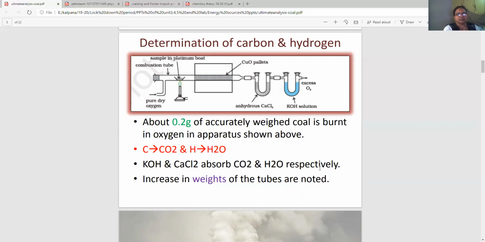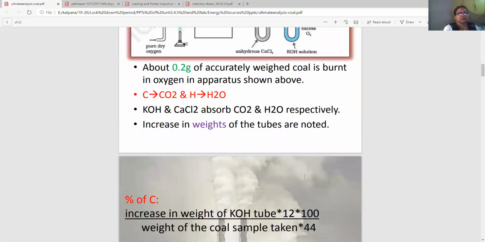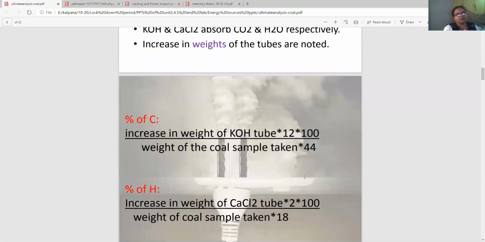Then KOH and CaCl2, that is potassium hydroxide and calcium chloride tubes, absorb carbon dioxide and water respectively. So here we have these two tubes. One is anhydrous calcium chloride, another one is potassium hydroxide. Potassium hydroxide absorbs whatever carbon dioxide is evolved, and calcium chloride absorbs the water, because it is anhydrous, it becomes hydrated.